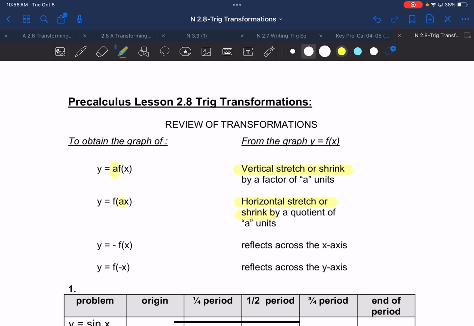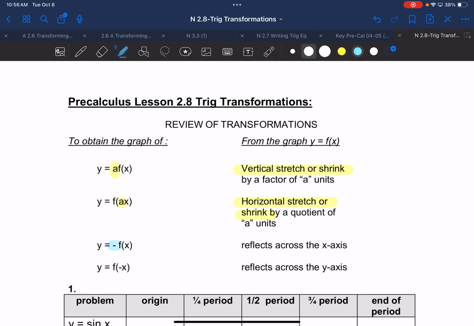If we have a horizontal stretch, it's going to stretch those points farther apart, so it's going to take longer than 2 pi to plot your 5 points. So the first one happens when A is outside, and the second one happens when A is inside. Correct. And then if we have a horizontal shrink or horizontal compression, what once took 2 pi now takes less. So all my points get closer together. All right? Okay, in addition to that, they also talk about reflections.